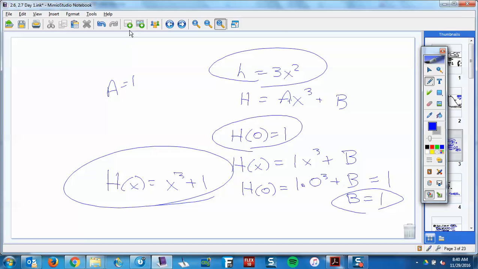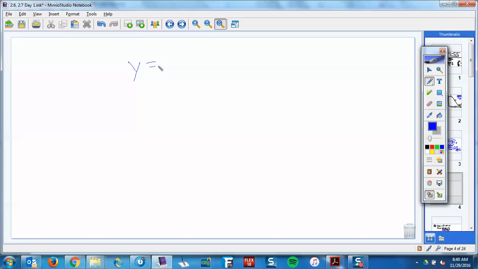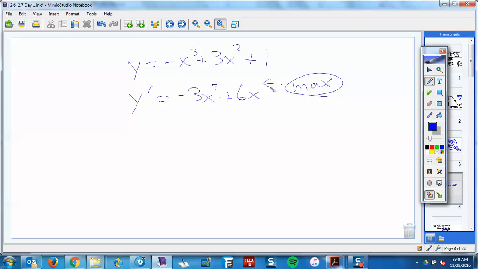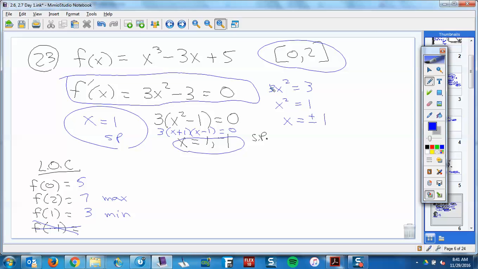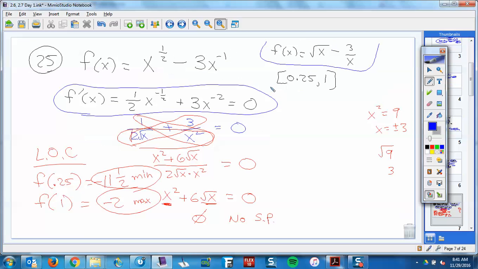So what they're saying is, okay, if y is equal to negative x cubed plus 3x squared plus 1, the slopes of that are going to be negative 3x squared plus 6x. What they're saying is find the max of that. Well, how do we do the max of any function? How do we do the max of this function here? We did the derivative, set it equal to 0, did a number line, right? Well, you do the same thing here.